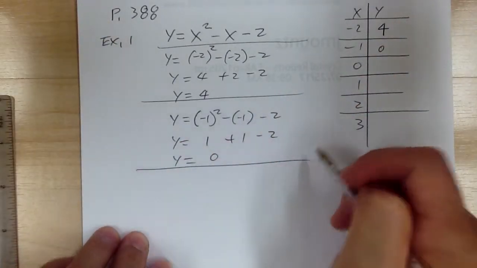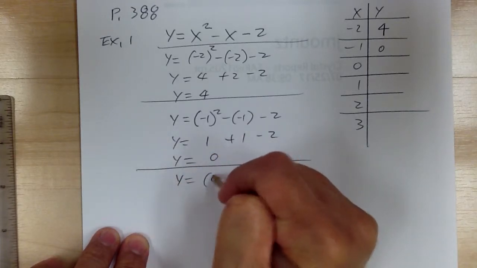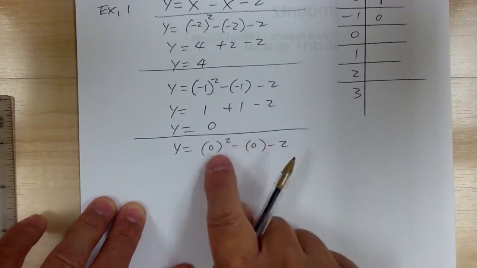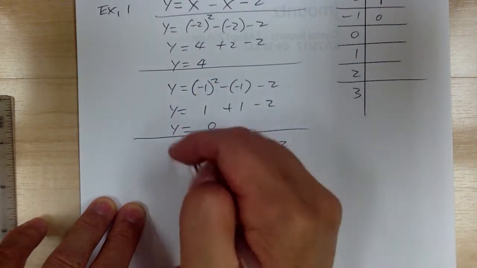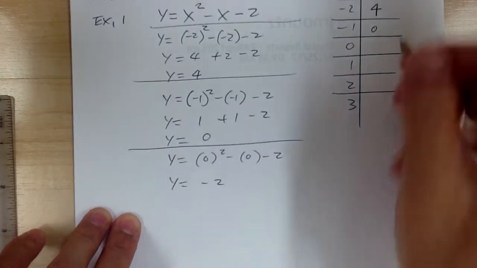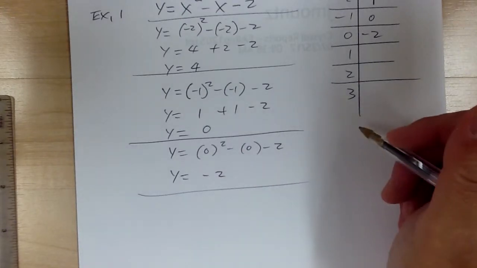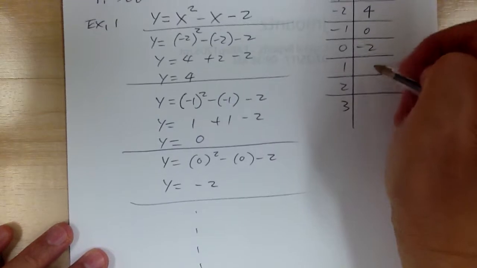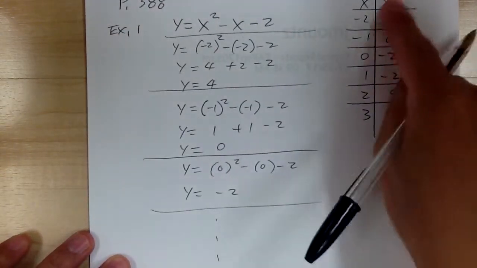Okay? So you just keep doing the same thing. So you substitute y equal to 0 squared minus 0 minus 2. Remember, whenever you substitute, you put in the parentheses. It helps you to keep track of your positive negatives. So y equal to -2. Okay. Then you keep doing the same thing. So just continue and do all these values. So you're going to get -2, 0, and 4. Okay. So now, once you get all these points, then you're ready to graph.